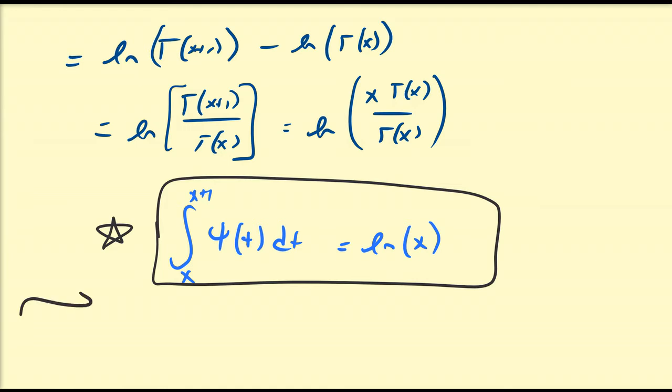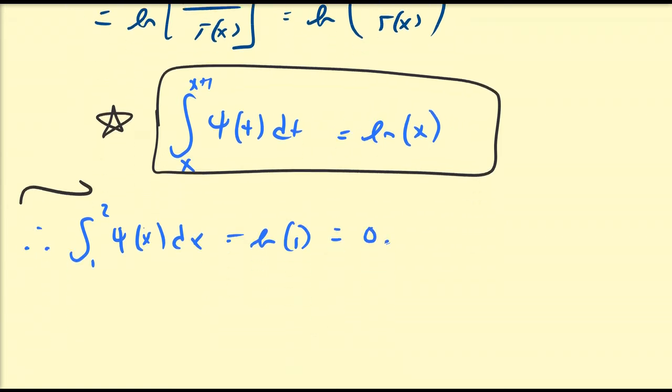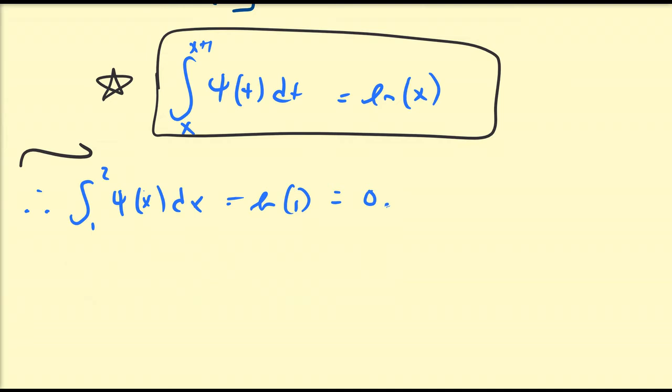So a very easy corollary to prove from this is the following. So that means the integral from 1 to 2 of digamma of x dx is just going to be equal to the natural log of the lower limit, which in this case is 1, because the difference between these is just 1, which is of course equal to 0. Right? So that's nice.